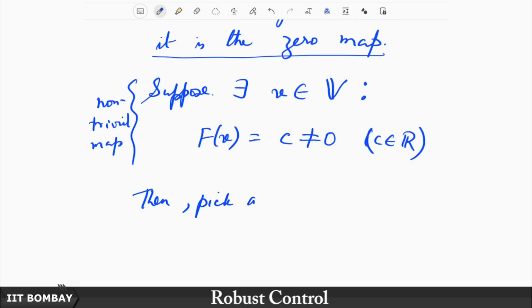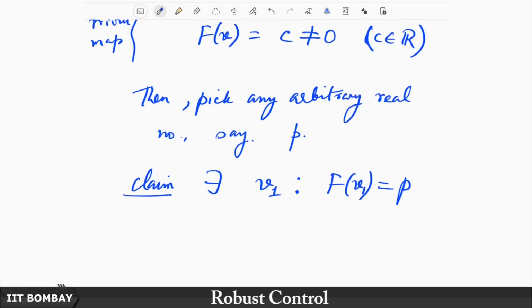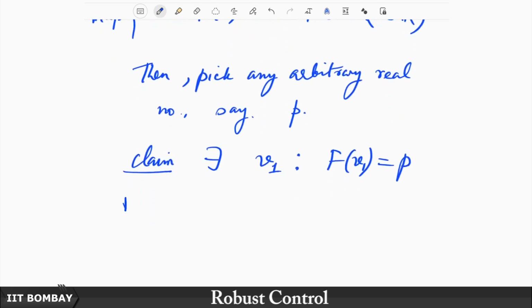pick any arbitrary real number, say P. And then the claim is that there exists V1 such that f of V1 is equal to P. What allows me to do this? Remember, C is not 0. So, the proof of this claim is as follows.